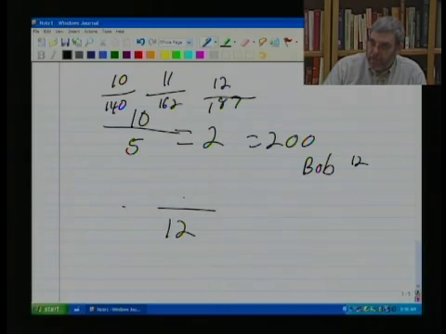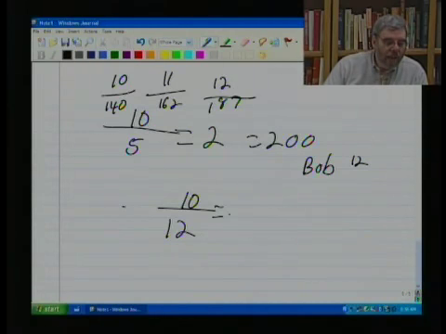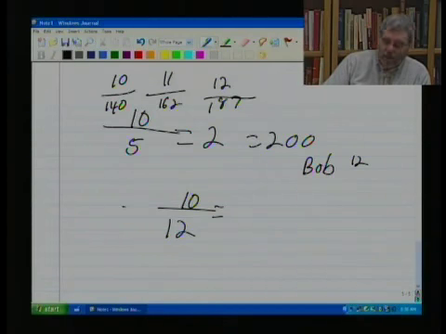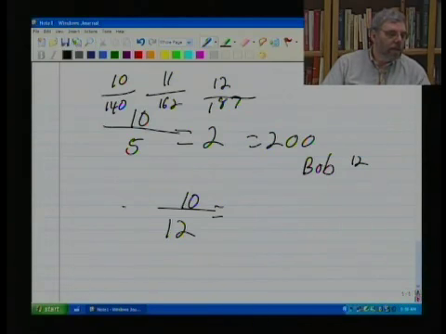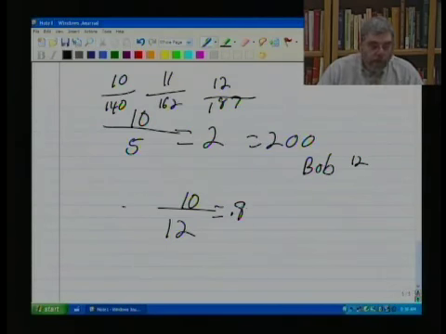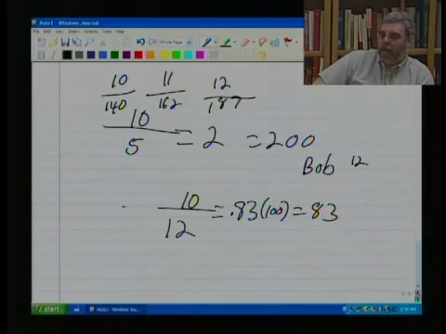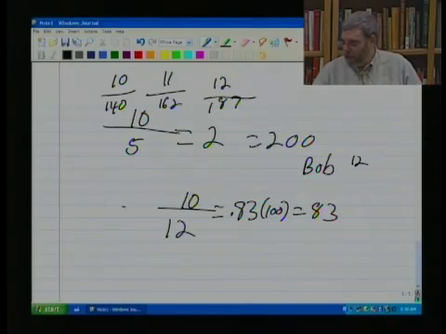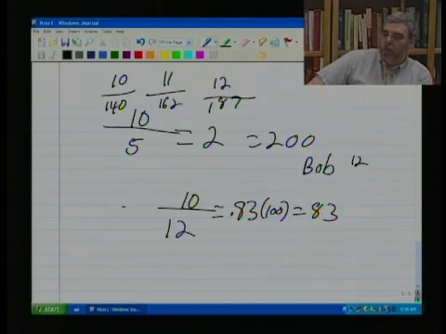So what's his mental age? 10. How much is 10 divided by 12? 0.83. You have a calculator too. 0.83 times 100 is 83. So he has an IQ of 83. You see what I'm saying? This is how it was done. That was your intelligence quotient.